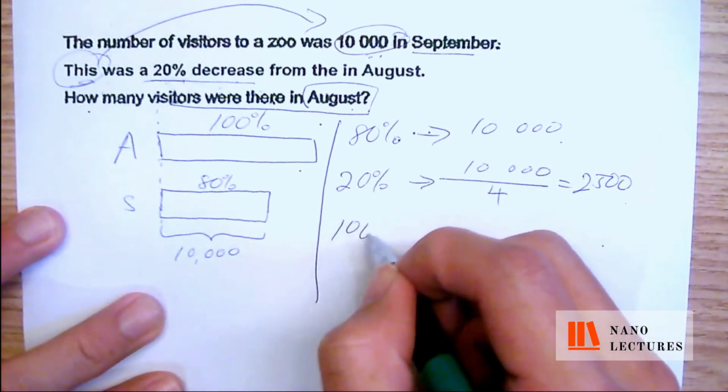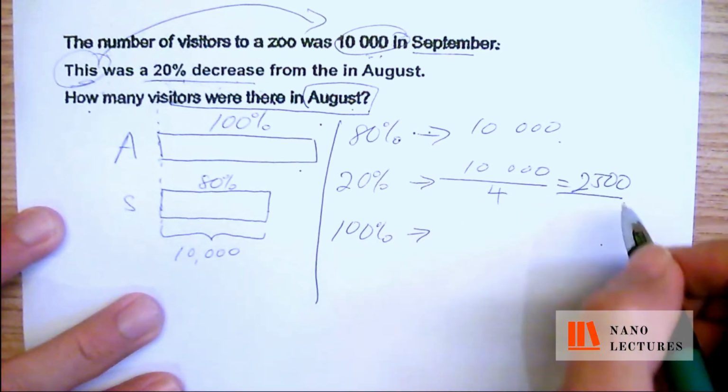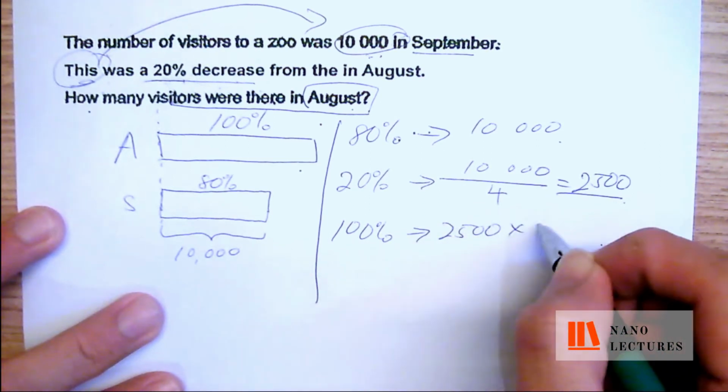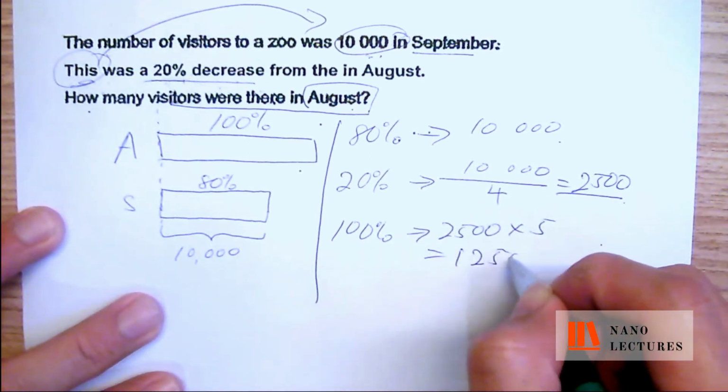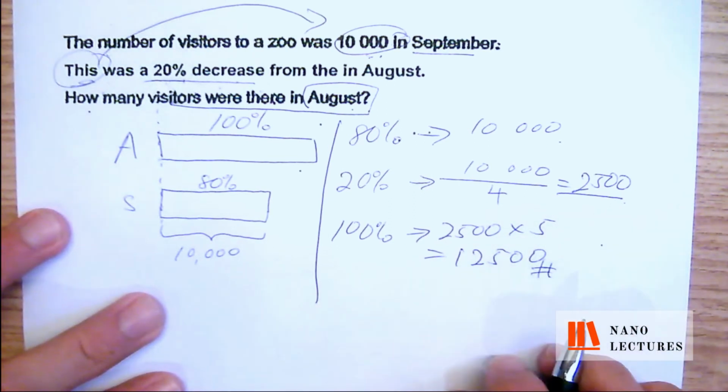Okay, so to find 100%, it will just be this one multiplied by 5. 2,500 multiplied by 5 will give us 12,500. This is the answer. Done.